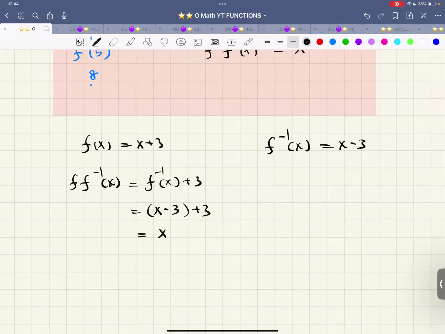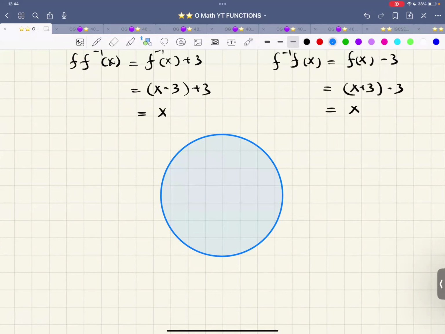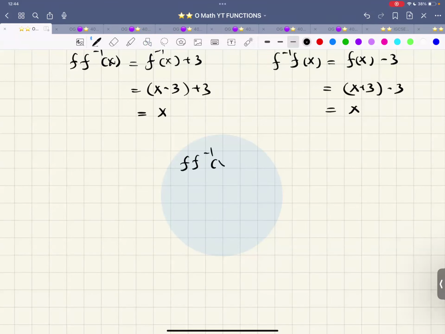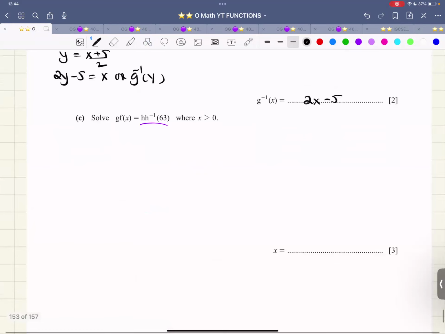What am I left with? X. Similarly, f inverse of fx, that is fx minus 3. What is fx? X plus 3. Let me write x properly. So this is x plus 3 minus 3. What do you get? X. So hard and fast rule that you should remember that f of f inverse x is equal to x, f inverse of fx also equals to x. So therefore, h of h inverse 63 is simply 63.